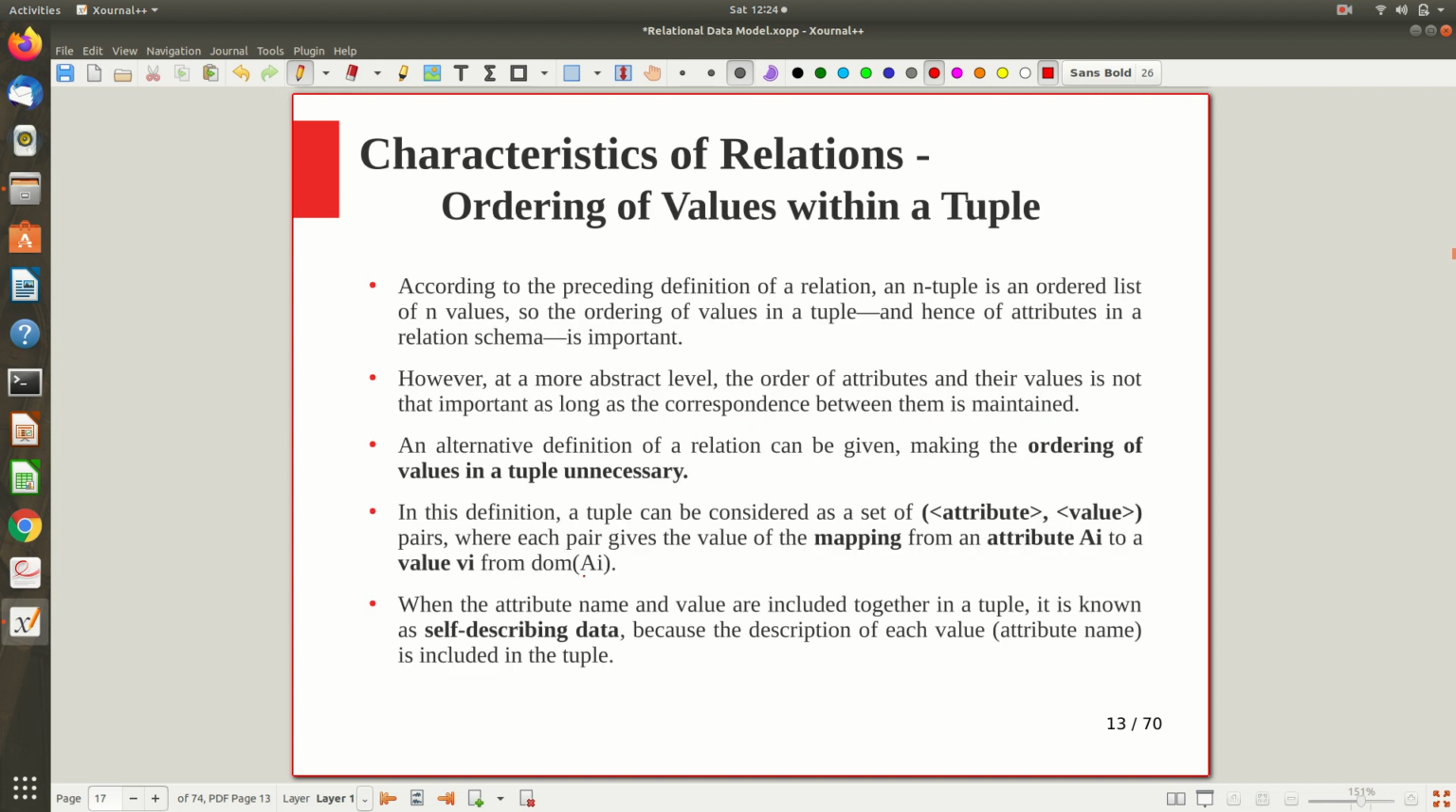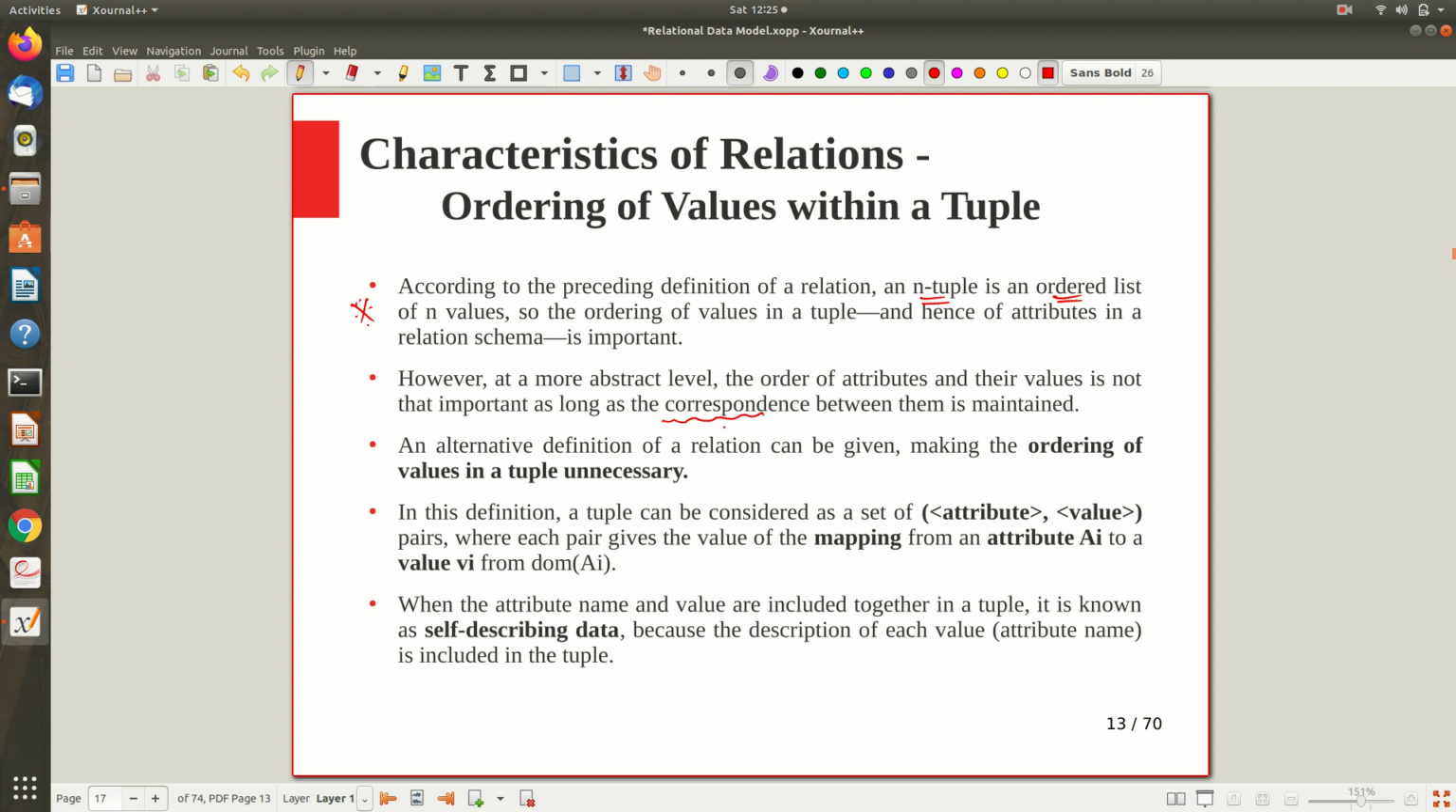Similarly, what about ordering of values in a tuple? By default, ordering must be there. But if you want, you can think of an alternative definition by which you can skip this ordering. Just read it according to the preceding definition of the relation: an n-tuple is an ordered list of n values. So the ordering of values within a tuple, and hence the attributes of the schema, is important. This is the default thing. However, at a more abstract level, you can think of a different way. The order of the attributes and their values is not that important as long as the correspondence between them is maintained.